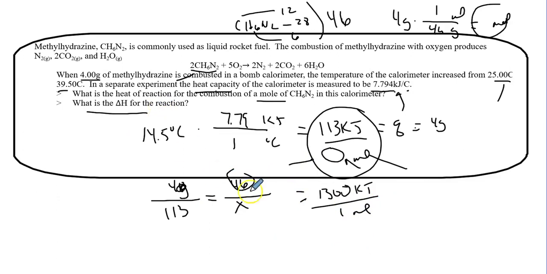Alright, and then delta H is just going to be this guy times 2, which would be 2,600 kilojoules. And that's per loop for this process.